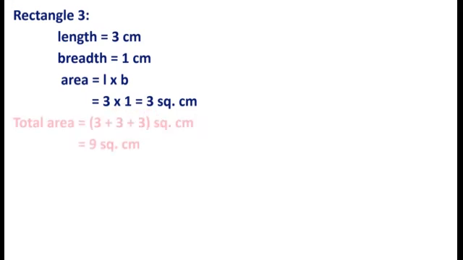Now we need to combine all the areas. So we have all the 3 split figures, 3 square centimeter each. So we will add all the areas, that is 3 plus 3 plus 3. So we are getting 9 square centimeter. So this is the total area of the figure.